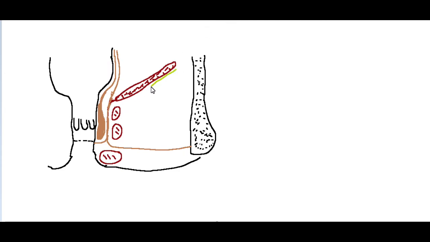This levator ani muscle is covered by a fascia, known as the anal fascia. Near the ischial tuberosity we have the obturator internus muscle, which is also covered by a fascia, the obturator fascia, and above, these two fascia will join. Another third fascia will come, that is the lunate fascia. Below, it will re-split into two, and it will form the medial wall of the pudendal canal.